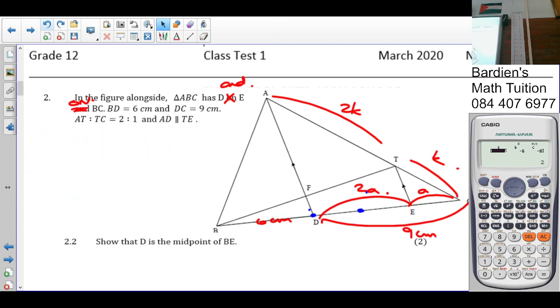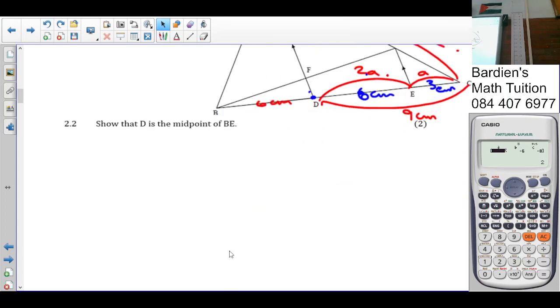So this is going to be 6 here, and of course this is going to be 3 centimeters. Alright, let's go to the next question.